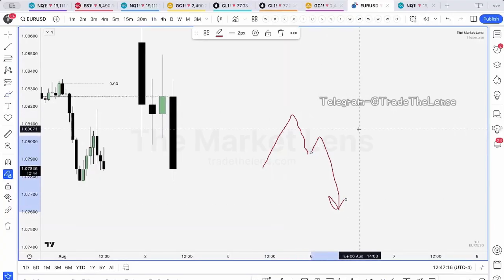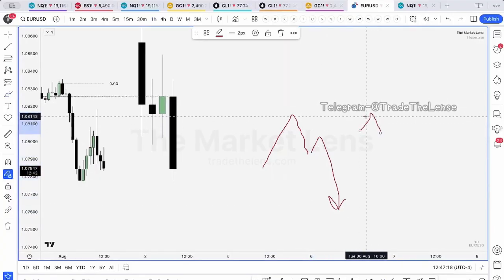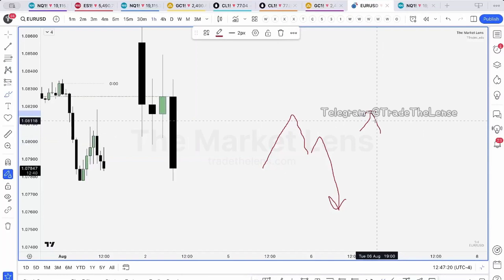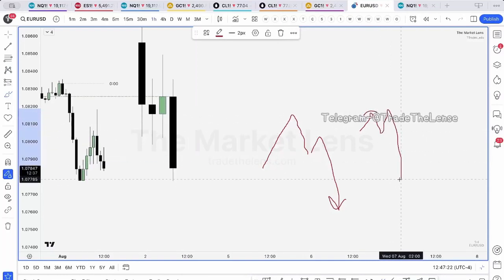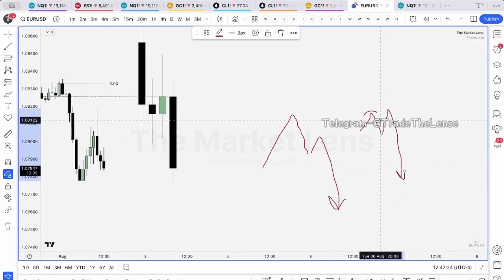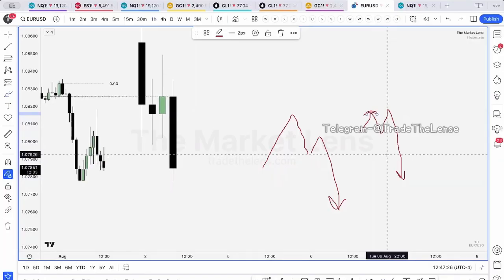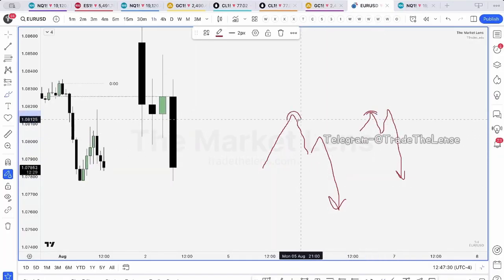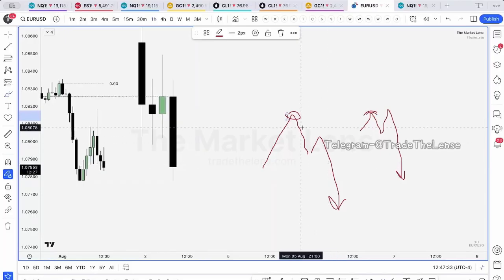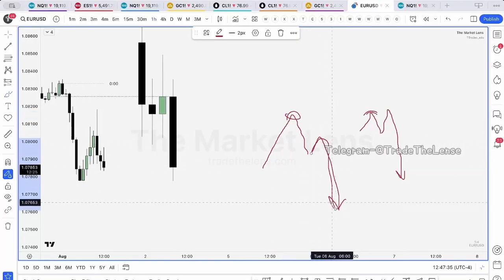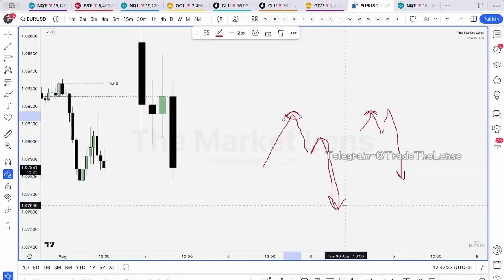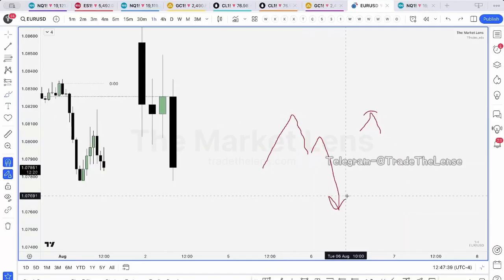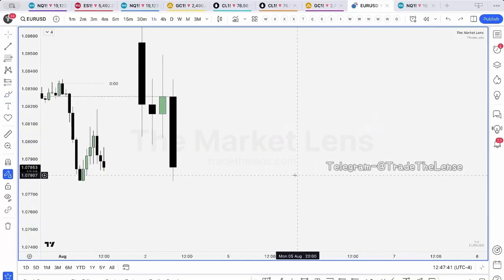But what happens is you'll get a nice little swing that forms in here, right? And you try to take that, and then you just get ran out before it actually goes. So you're right on the idea and everything, and you take a -1R instead of winning just because you're trying to get in at this high, versus, once again, trading this little continuation that follows this high. It's a lot easier.